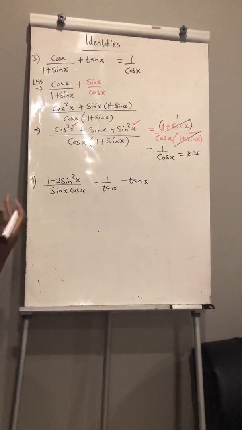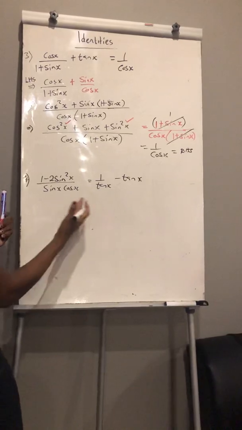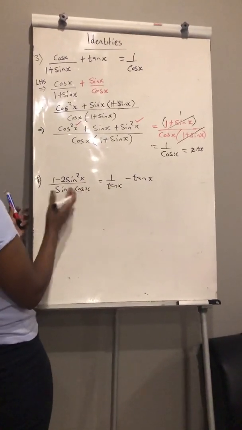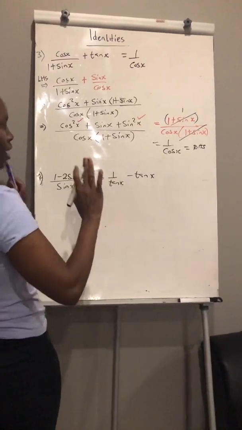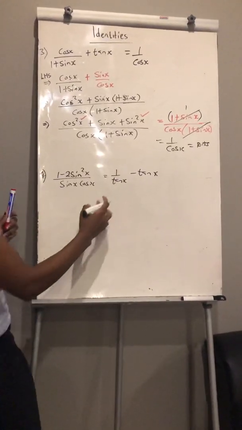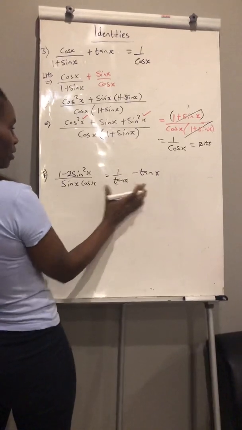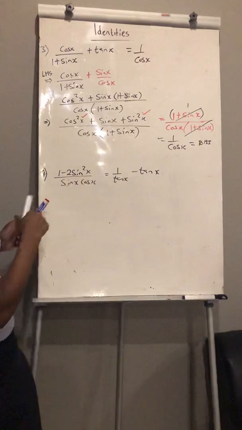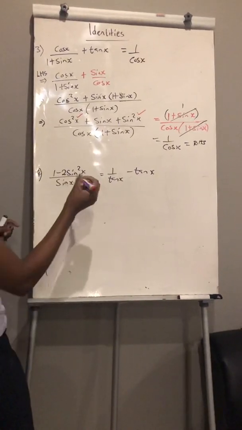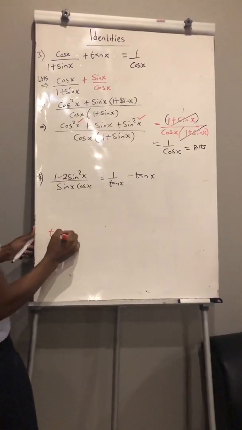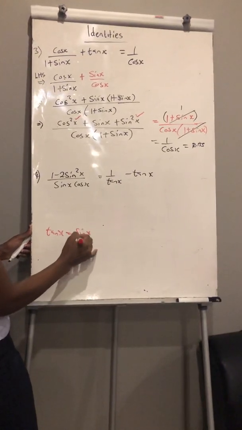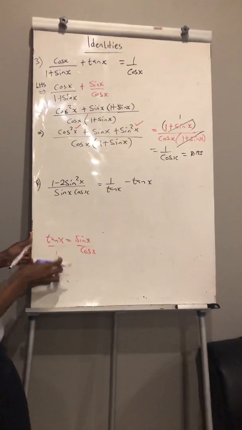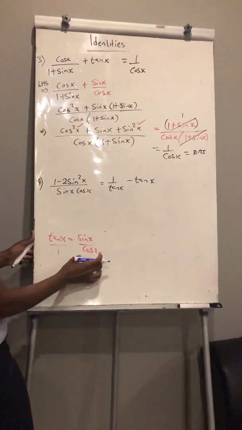Okay, for this one, really you could start with any side and you were going to get there anyway, if you started with the left hand side or the right hand side. But for the purposes of this lesson I will start with the right hand side, because that's where we can form two fractions, and then on those two fractions we can really carry on. So firstly, I want you to see how tan x is sine x over cos x, and let me just do this. Tan x over 1 is equal to sine x over cos x.